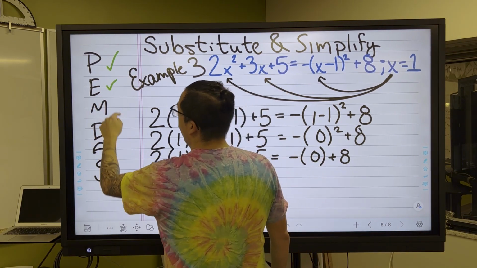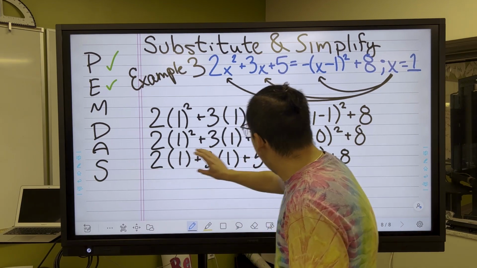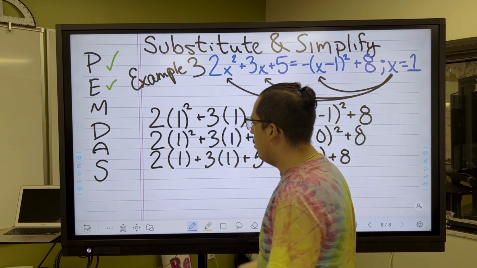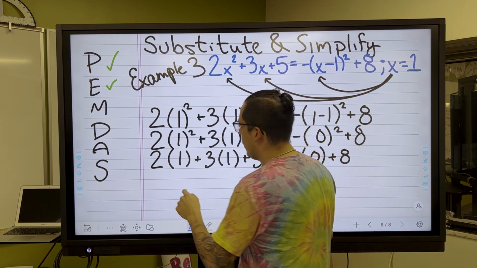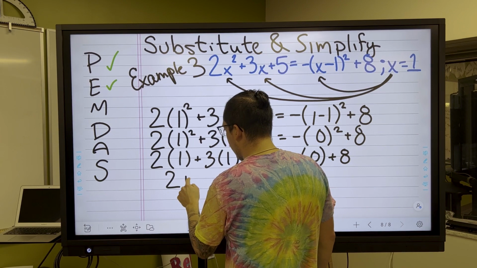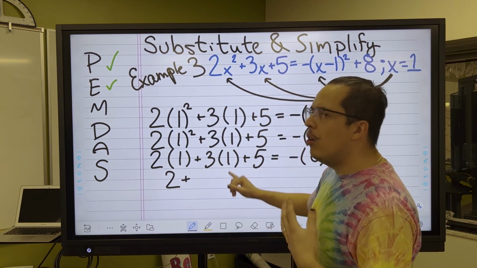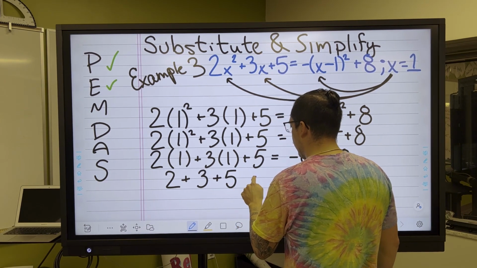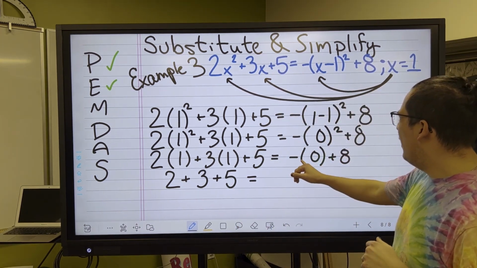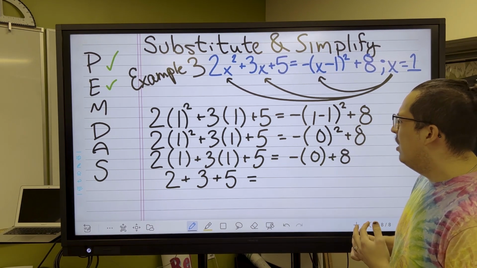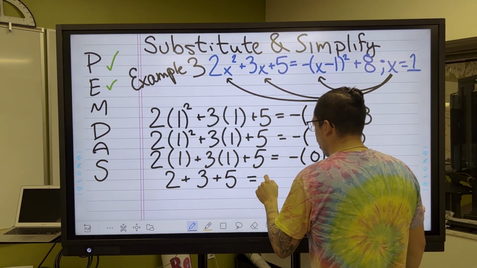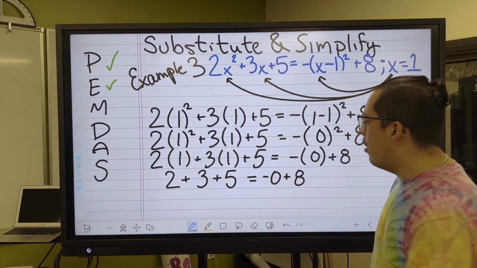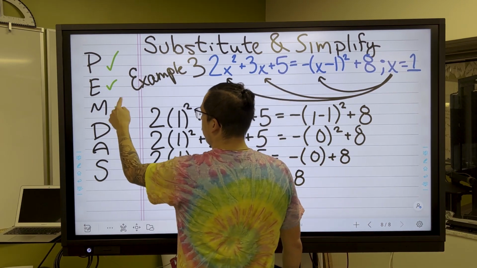Now, let's look for multiplication and division at the same time, going from left to right. 2 times 1, oh, that's multiplication. 2 times 1, again, anything times 1 is itself, so that's 2. Plus 3 times 1, oh, and that's 3. Plus 5 equals, well, negative 0, we'll leave that by itself, plus 8. And that's all of our multiplication and division.